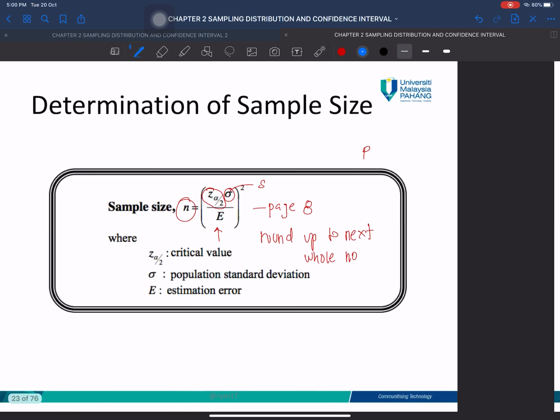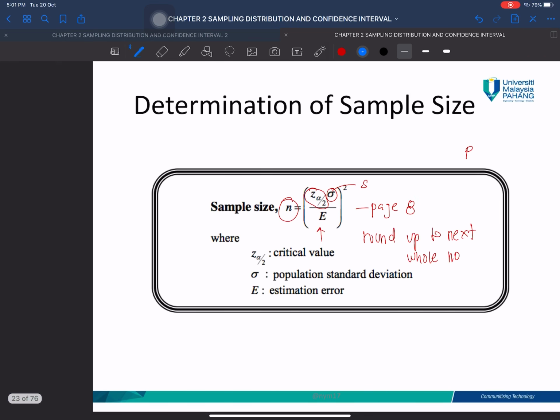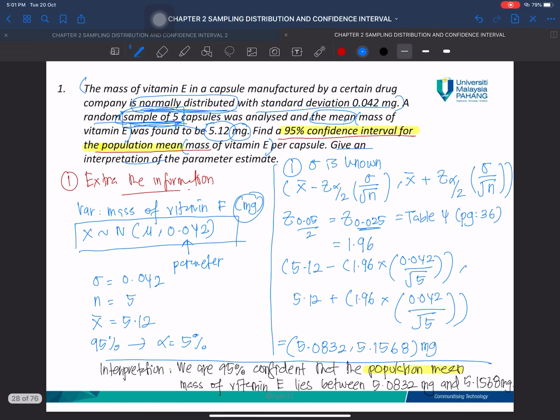So let me go back to the formula. Unknown and less than 30, so use this formula. We modify the alpha because it is one-sided, and we need the upper bound, so use the B formula for the upper bound.